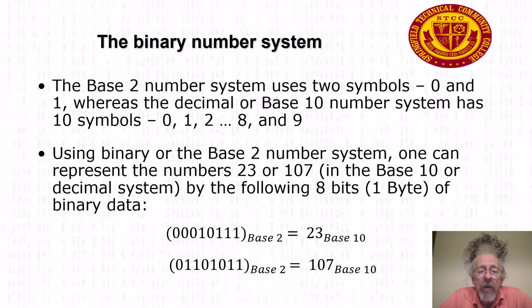So using binary, or the base 2 numbering system, one can represent the numbers, say 23 or 107, in the base 10 or decimal system by the following 8 bits, or 1 byte of binary data. So you see 0001 0111, a base 2 representation, is equal to 23, base 10 representation. Or the next example is 0110 1011, base 2, equals 107, base 10.